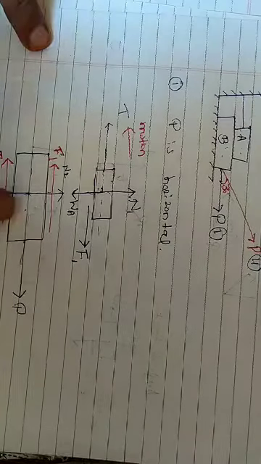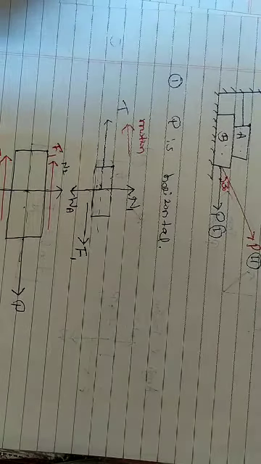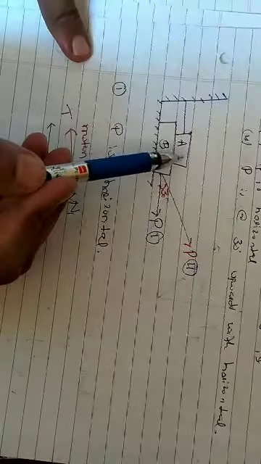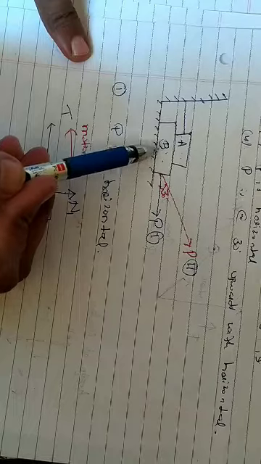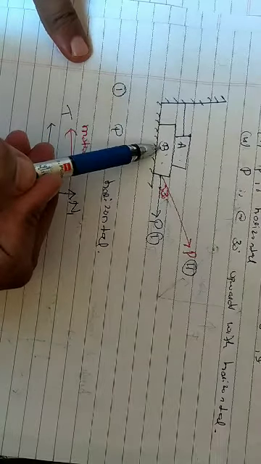This is applied force, weight, normal reaction, F1 and F2, okay. Now see here, the body A is resting over body B, that means the weight of the body A gets transferred to body B, right.